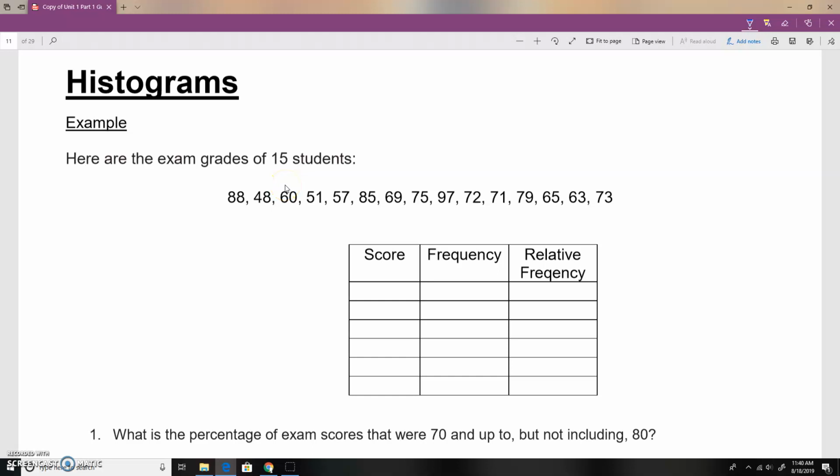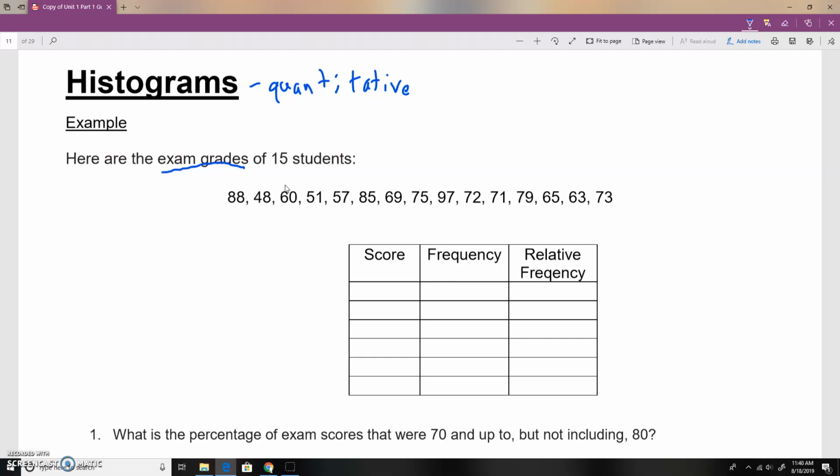Alright guys, in this video we're going to be looking at a graphical display we call histograms. Histograms are specifically for quantitative variables, which are those variables that have measurable numerical values. Okay. Here's our first example. So we have the exam grades of 15 students listed out here.